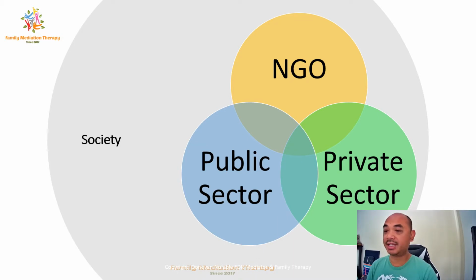Society can be divided into three sectors: the non-government organization, or the NGO, the public sector, and the private sector. The public sector is anything that is run by the government or funded fully by the government. So this is the public sector. For example, Centrelink, the tax office, the Department of Education, these are all public sector.